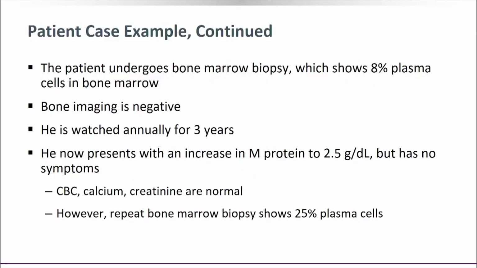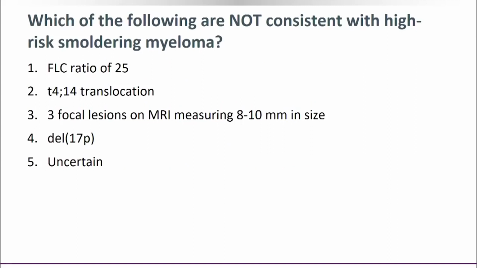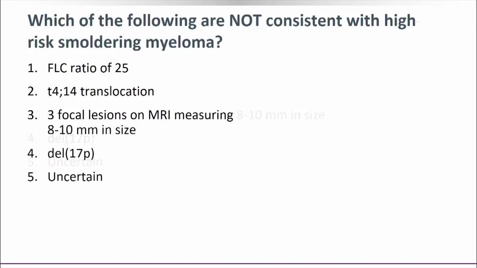Evidence of progression, and the questions are not coming up. I guess we are going to go and answer this third one, hopefully. So this third question was, which of the following are not consistent with high-risk smoldering myeloma? And so you did answer this one before.